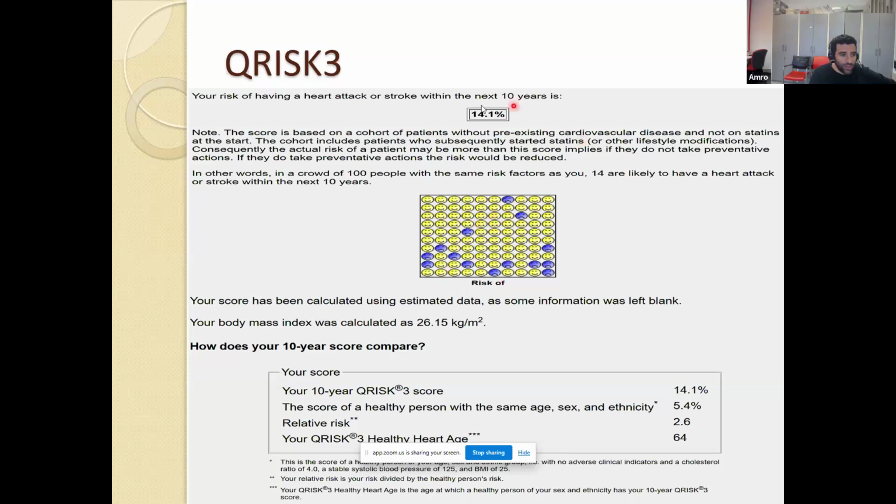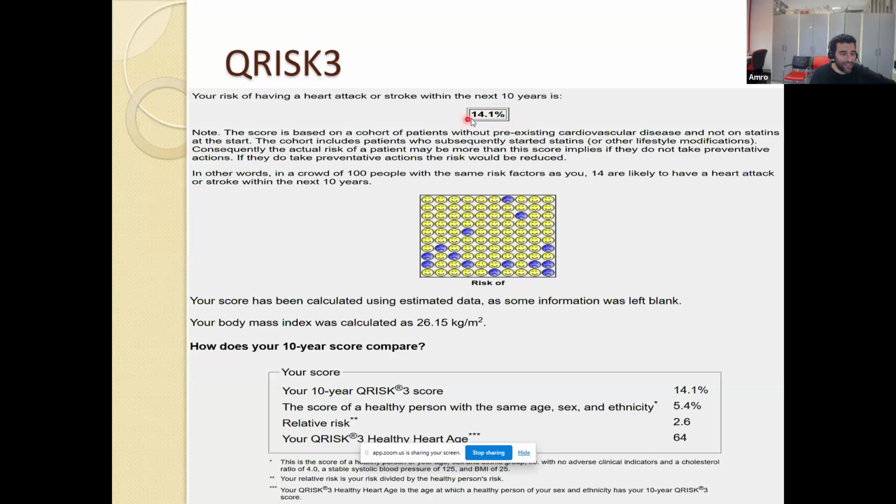And what the UK NICE criteria said up until 2011 was that if they scored more than 20%, you should offer them a statin. They brought this down to 10%. So from 2011, 2012, it's now 10%.